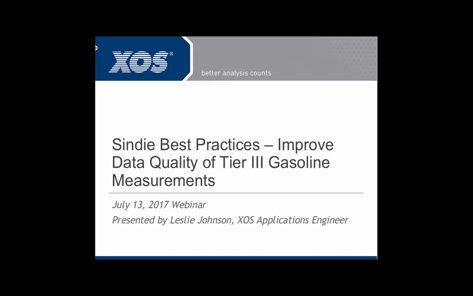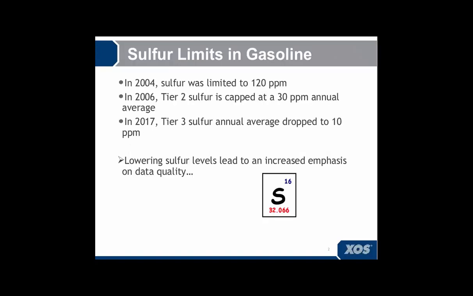Today we're going to talk about SINDIE best practices to improve the data quality of your measurements. First, let's talk about the sulfur limits in gasoline. In 2004, sulfur was limited to 120 ppm. And then in 2006, Tier 2 sulfur was capped at 30 ppm average. Now, in 2017, we have Tier 3 sulfur, and the annual average has dropped down to 10 ppm.